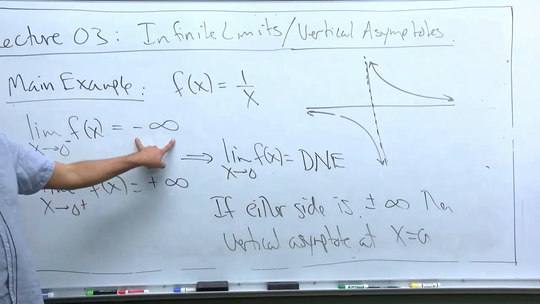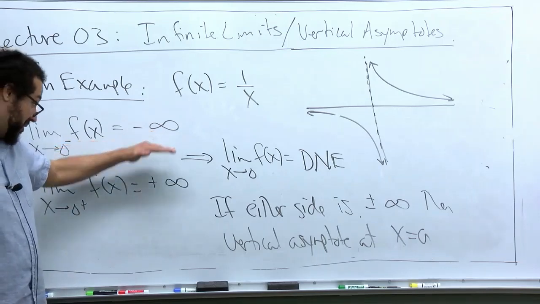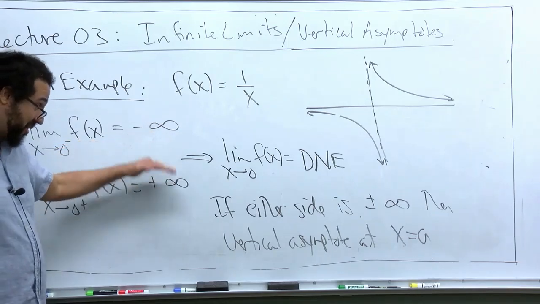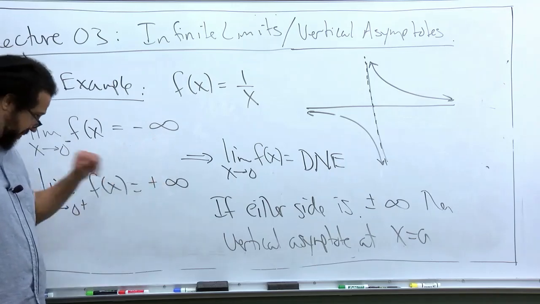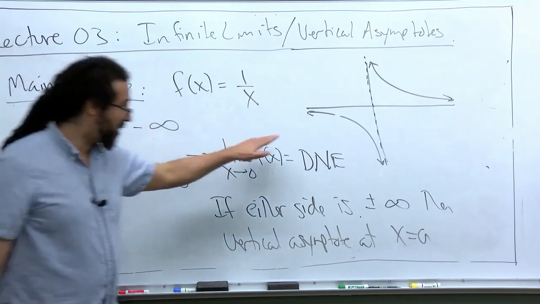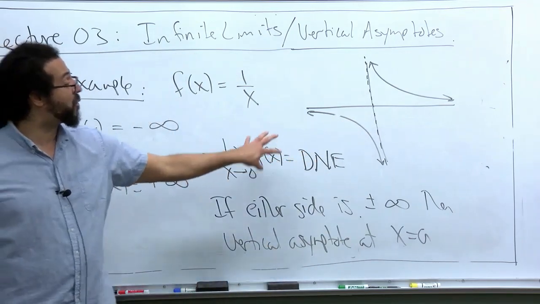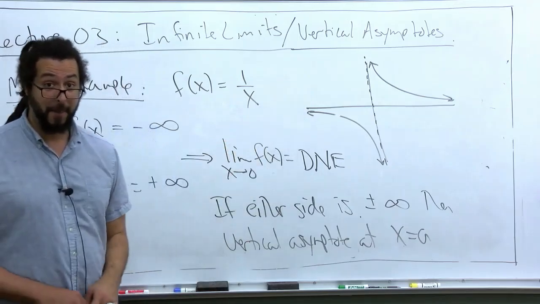We could have answered that right from this first evaluation or from this one. We didn't need both of these to be infinite, we only needed one. So the fact that this left-hand limit is infinite, we know there is a vertical asymptote at 0. Okay, let's look at one more basic example like this.